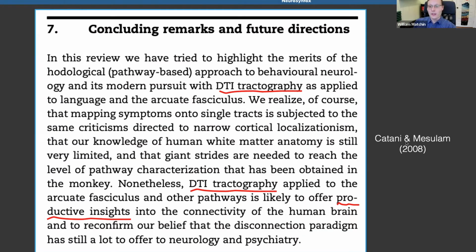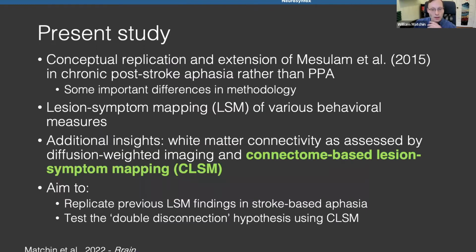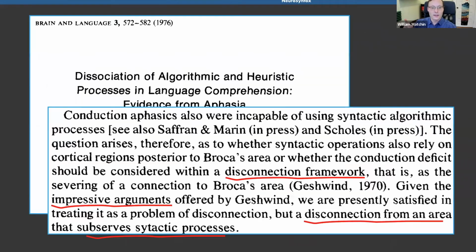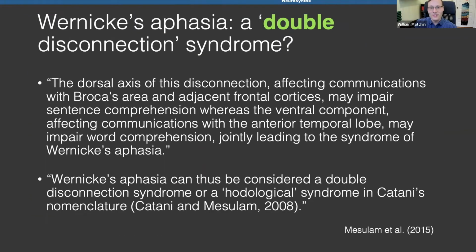One thing is that Catani and Mesulam, in their 2008 paper discussing the disconnection theme, point out that DTI is going to be really important because we can use it to look at pathways and disconnection, and get productive insights into connectivity and disconnection syndromes. So, taking that to heart, we decided to look at that in stroke. These are very interesting claims coming from PPA. Now let's ask the question: is it actually the case that in stroke-based aphasia, the comprehension deficits we're seeing are primarily due to disconnection of other areas and not damage to Wernicke's area?